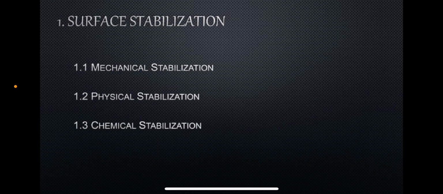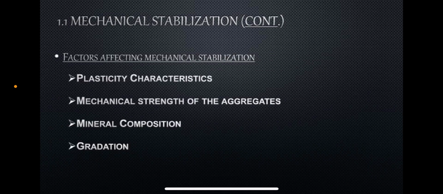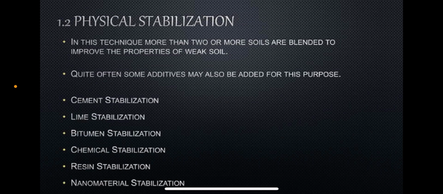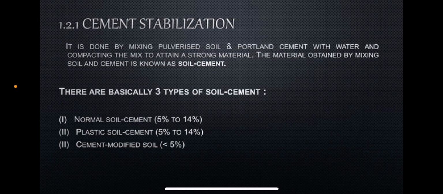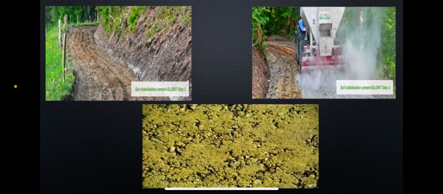And mechanical stabilization, physical stabilization and chemical stabilization are surface stabilization. Mechanical stabilization means using mechanical equipment for the stabilization. And physical stabilization: in this technique, two or more soils are blended to improve the properties of each soil. And cement stabilization: cement is used to stabilize the soil. And these are all surface stabilization techniques.